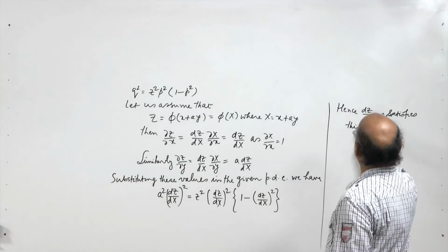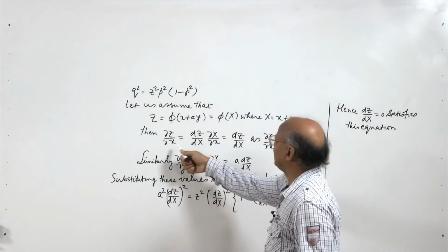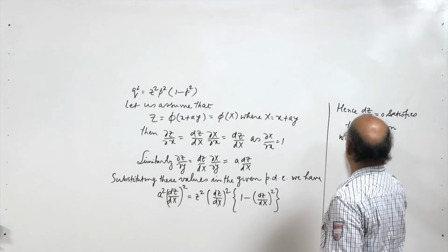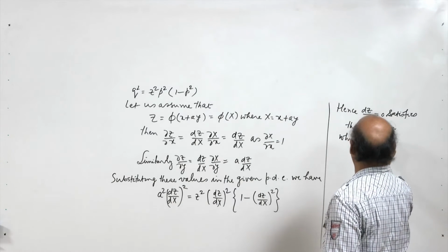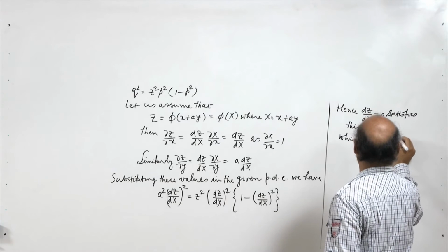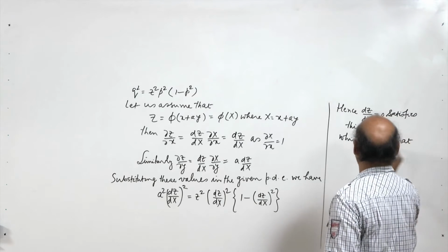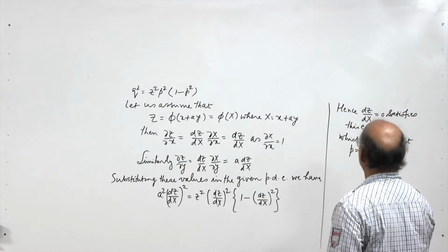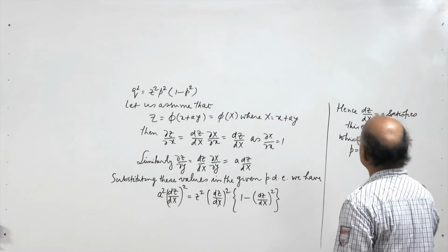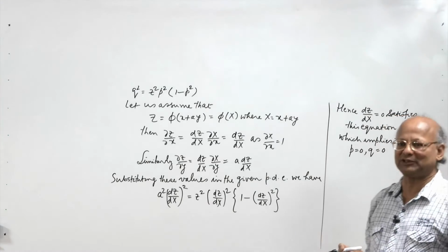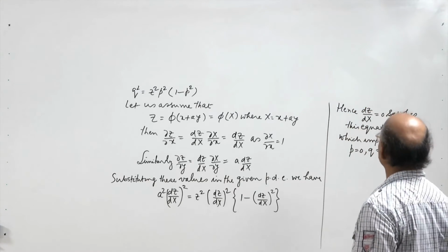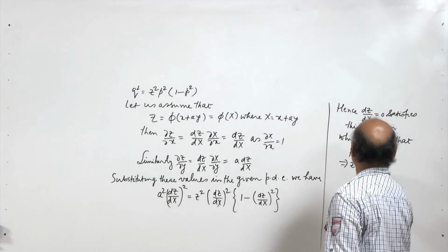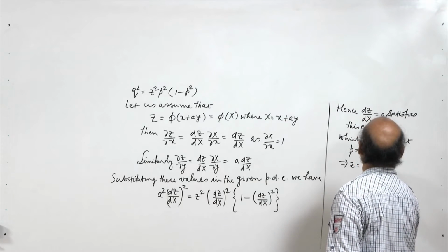Now dz/dX = 0 means p is equal to 0 and also q equal to 0, which means that the partial derivatives of z with respect to x and y both are 0. So it will mean that z is an arbitrary constant, some constant c, where c is an arbitrary constant.